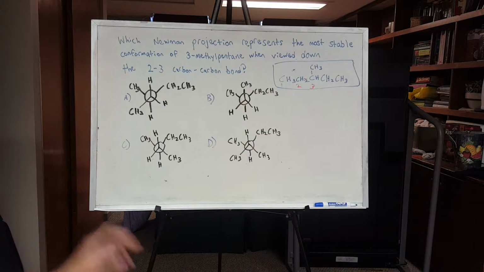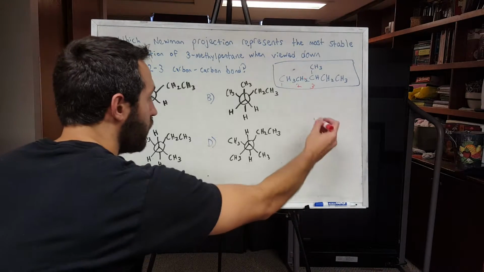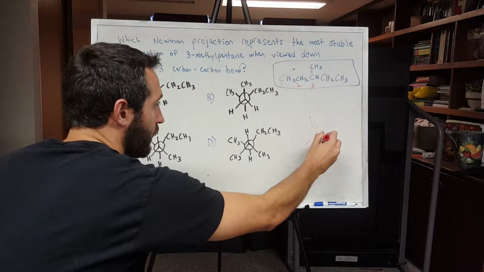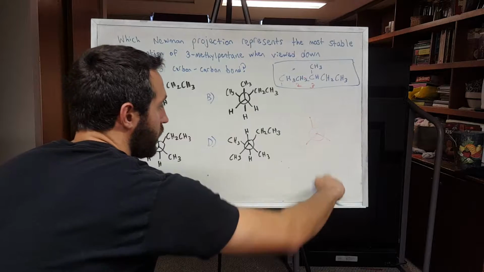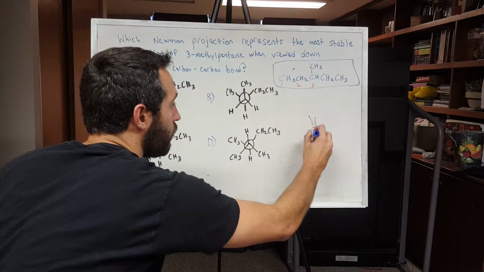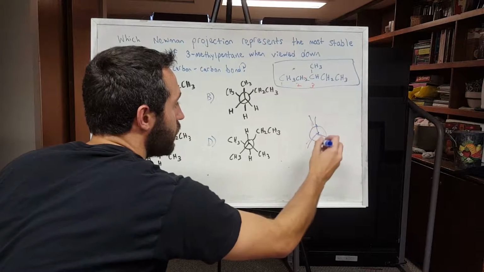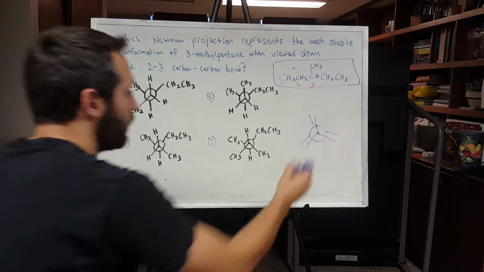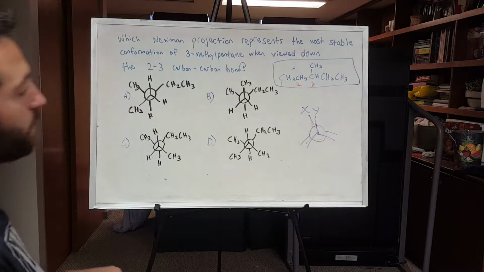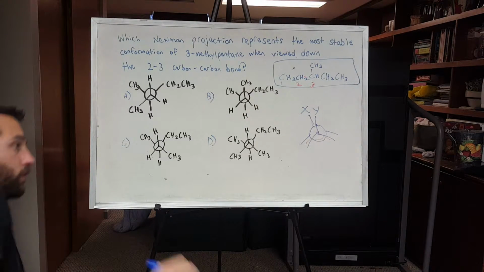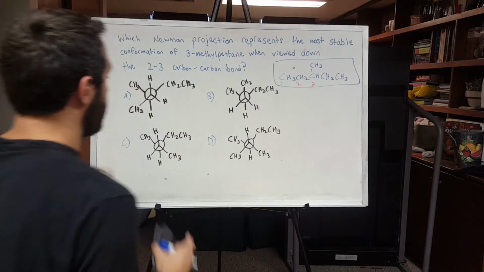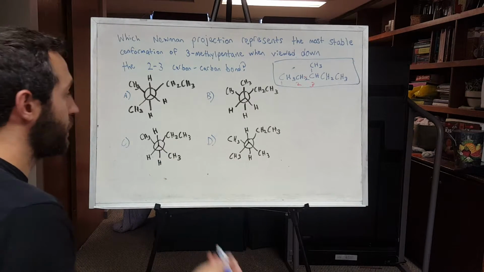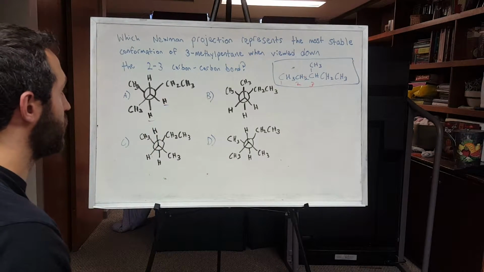So, Newman projections and stability. The least stable Newman projection would be eclipsed, right? When these groups are over top of each other, and let's say you have two groups, X and Y, when they're eclipsed like that, that's the least stable. Basically, the further apart the main groups, the non-hydrogen groups, are, the more stable it's going to be.